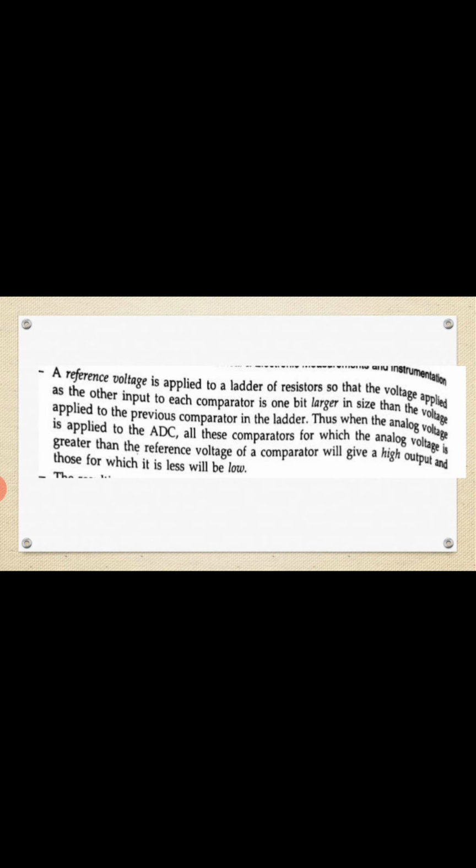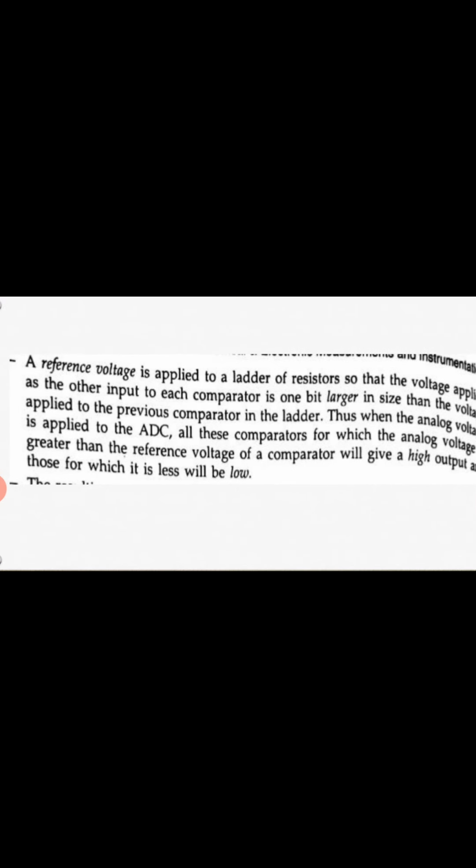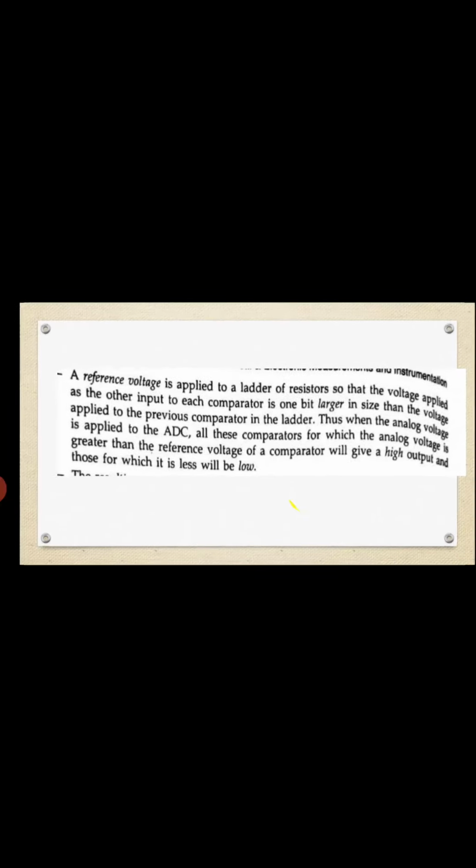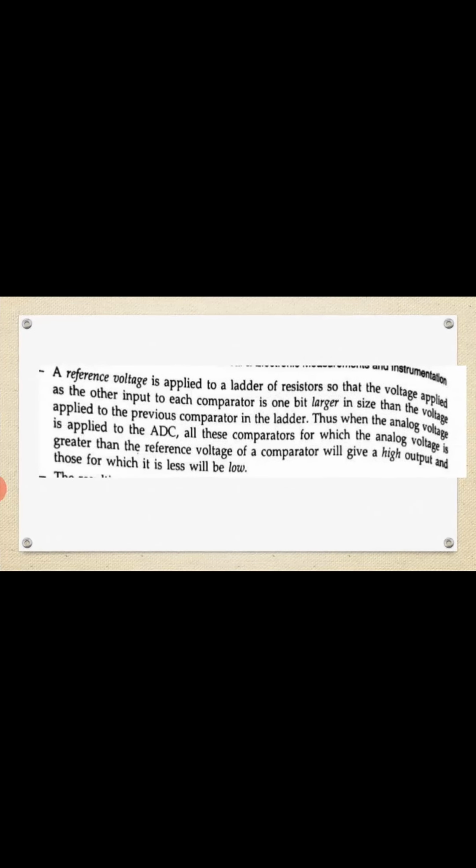To conclude, a reference voltage is applied to a ladder of resistors so that the voltage applied to each comparator is 1 bit larger than the voltage applied to the previous comparator in the ladder. Thus, when the analog voltage is applied to the ADC, all the comparators for which the analog voltage is greater than the reference voltage of the comparator will give high output, and those for which it is less will give a low voltage.